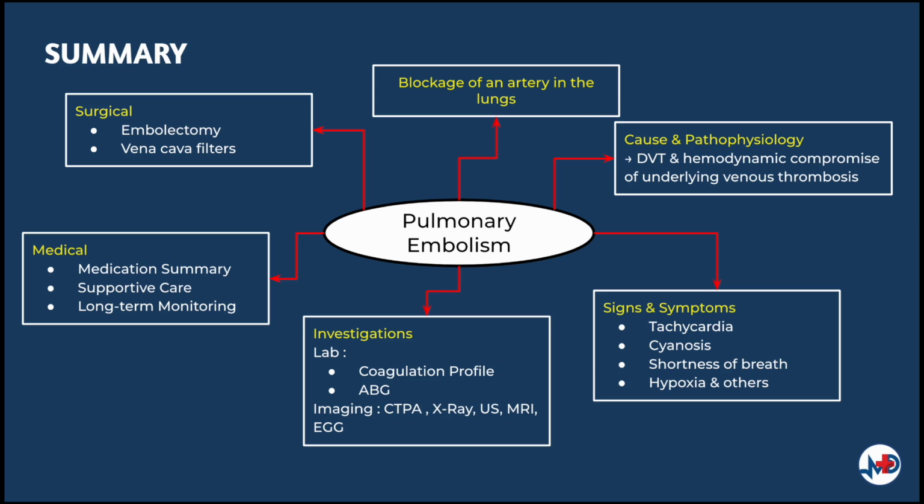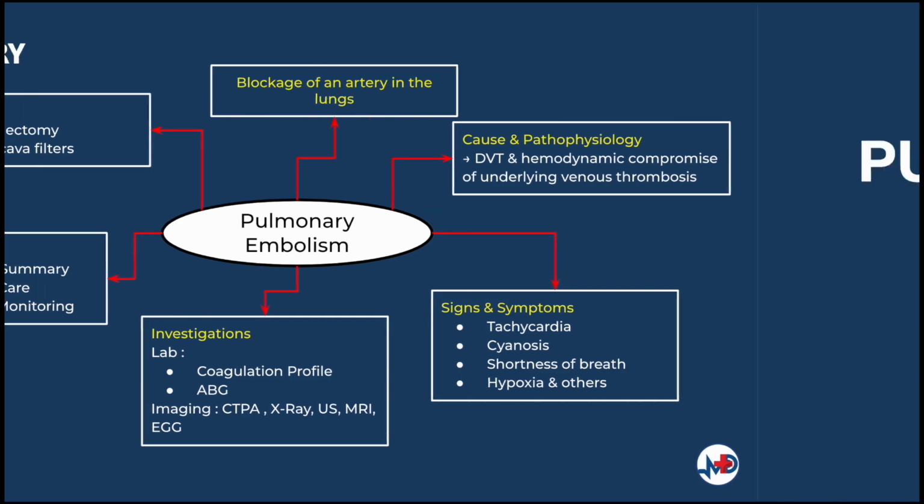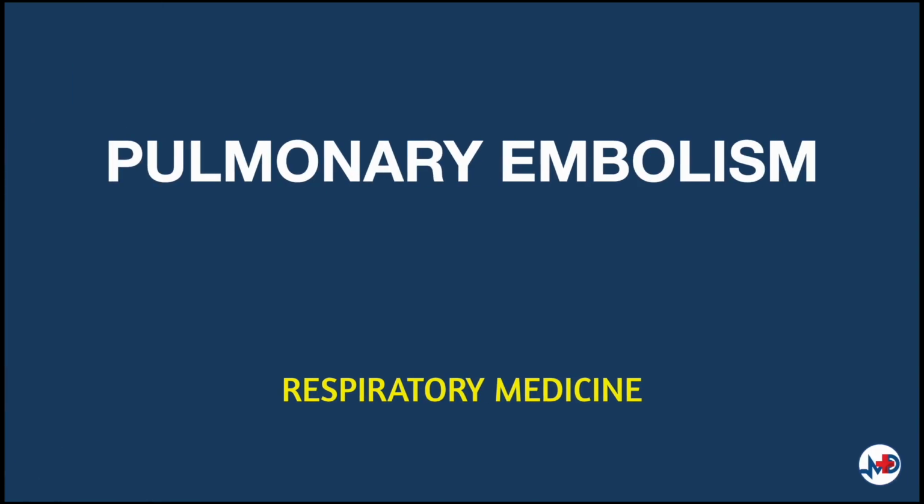Imaging studies such as CTPA and other functional studies such as a VQ scan may be helpful in the diagnosis of pulmonary embolism. Pulmonary embolism can be treated medically and surgically depending on the severity of the condition. Thrombolysis is indicated in patients with massive PE. Otherwise, generally, patients are treated medically using anticoagulation therapy. We have come to the end of this topic.